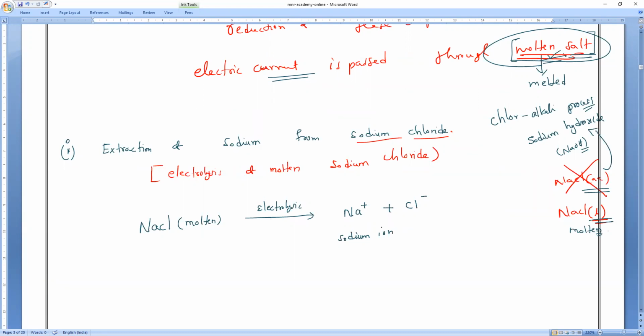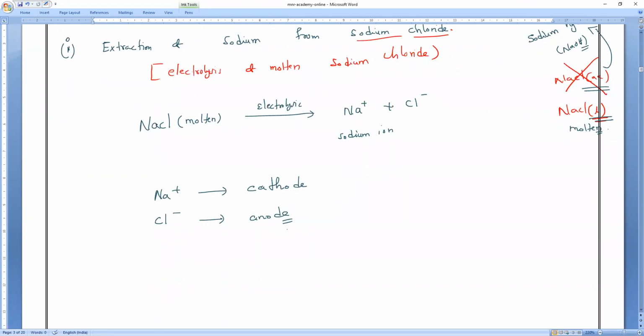Now, when the current is passed, the sodium ions move towards what? Cathode or anode? Yes, cathode. They will get electrons and convert into atoms. Understanding? Next, chlorine ions will move towards the anode. So sodium is obtained at the cathode, and chlorine gas is liberated where?